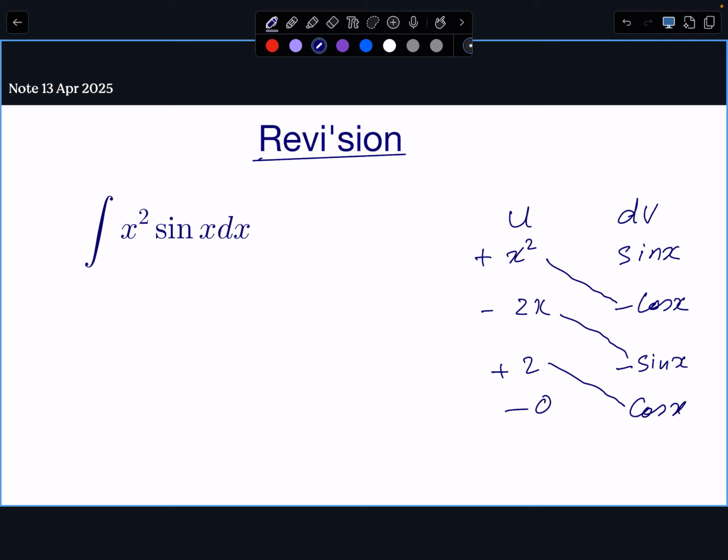Okay, so what do we get here? Minus x squared cosine x, right? Minus into minus is going to be plus, plus 2x sine x, plus 2 cosine x plus C. Is that clear?